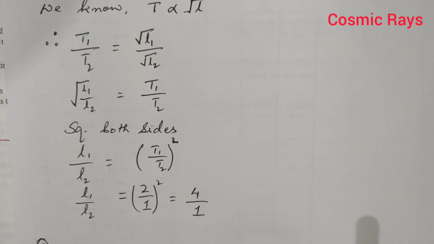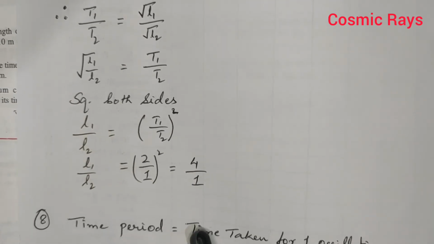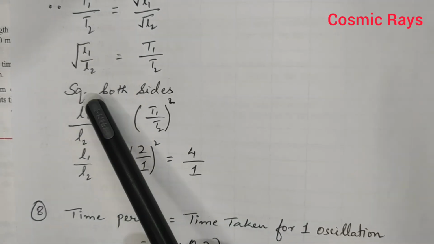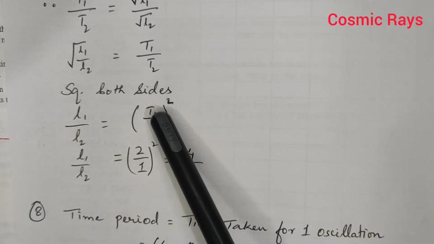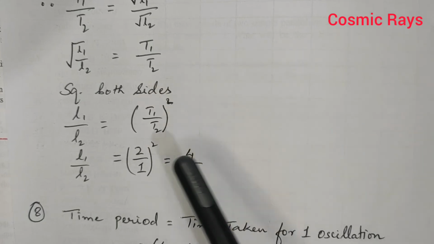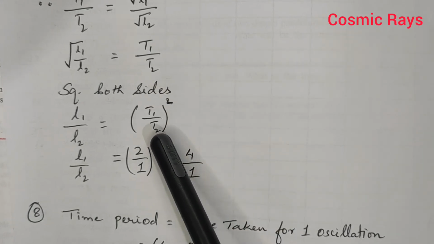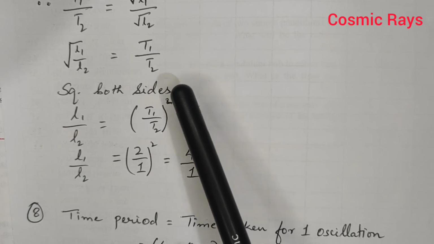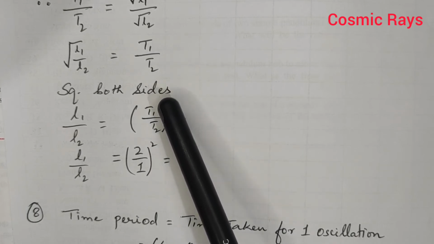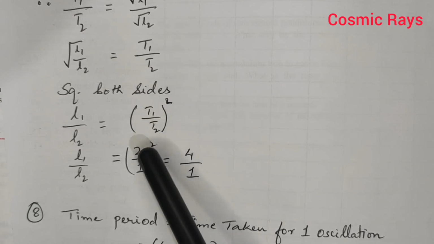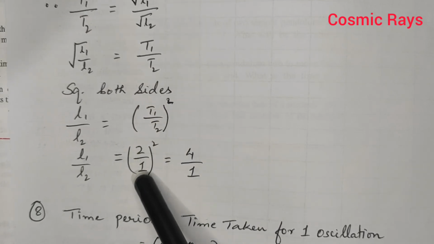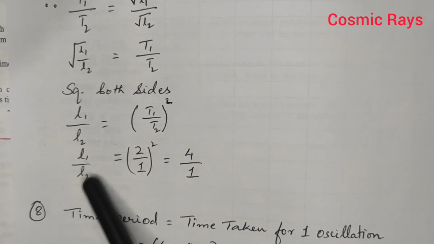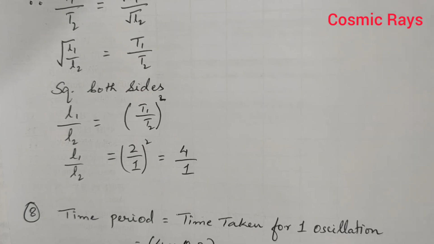Now we square both sides so that we can get rid of the root. So the square root vanishes. We have L1 upon L2 is equal to T1 upon T2 whole squared. We have been given the ratio of the time periods, not exactly the time periods. So instead of T1 upon T2, we write 2:1 or 2/1, square it, and you get 4/1, which is the ratio for the effective length or the required length.